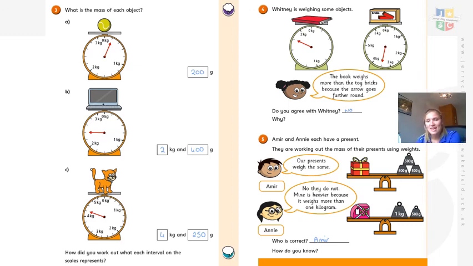However, Amir is more correct because he's said that even though they've got different weights on the scales, if you add all the weights up together, they are the same. So that is why the balance is the same.